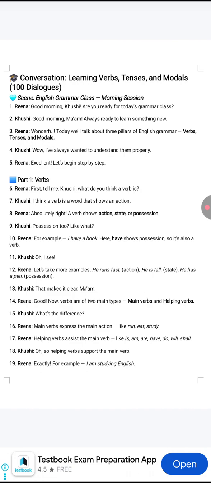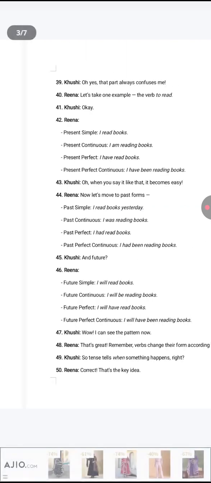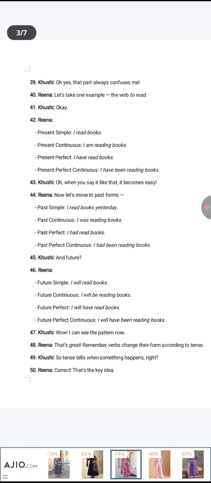Exactly. For example, I play cricket. It belongs to present tense. I played cricket. It belongs to past tense. I will play cricket. It belongs to future tense. That's clear. Now each tense has four forms: simple, continuous, perfect, and perfect continuous. Oh, yes, that part always confuses me.